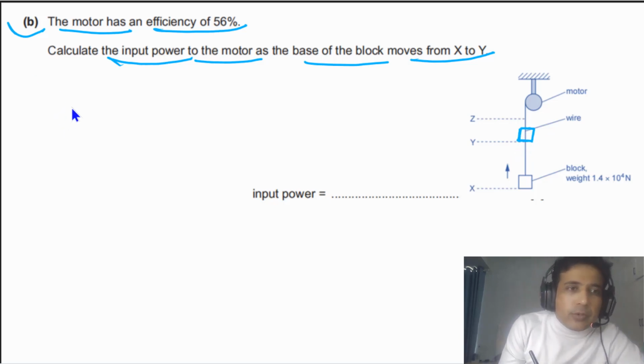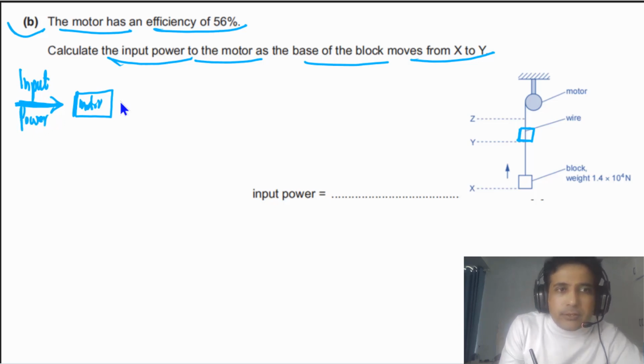So simply, first of all, we can imagine in this case, this one is the motor. So simply you can imagine this one is the motor. And motor has input power. So you can also draw this arrow. So this arrow is representing input power. So this is the input power. And also we can draw an arrow here. So this arrow is representing output power. So this is output power.